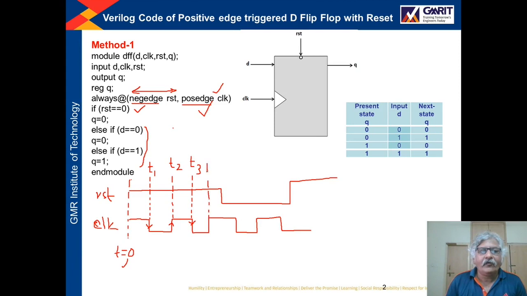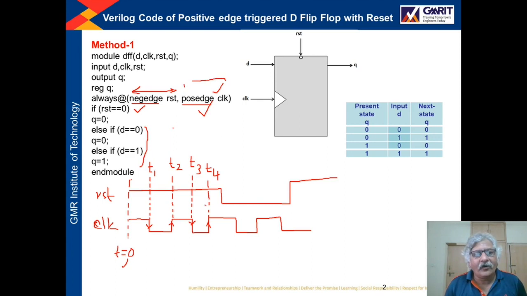Then we will see at time T4, what will happen? The clock signal is going from 0 to 1. This means a positive edge. So a positive edge is detected on the clock signal. RST is still 1 at time T4, so negedge RST will not detect any event. But at T4 an event occurred on CLK, right? Because a positive edge is detected. Clock is going from 0 to 1.